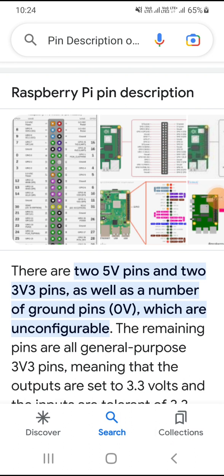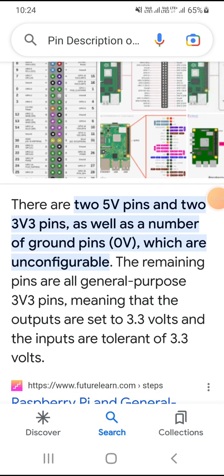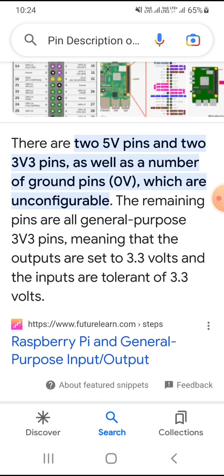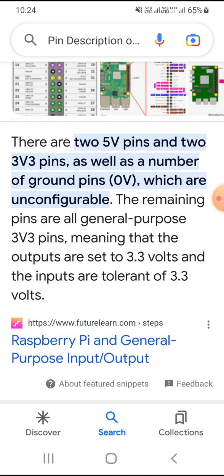Raspberry Pi pin description. There are the 2 5V pins and 2 3.3V pins, as well as a number of ground pins at 0V, which are unconfigurable. The remaining pins are all general purpose 3.3V pins, meaning that outputs are set to 3.3 volt and inputs are tolerant to 3.3 volt.